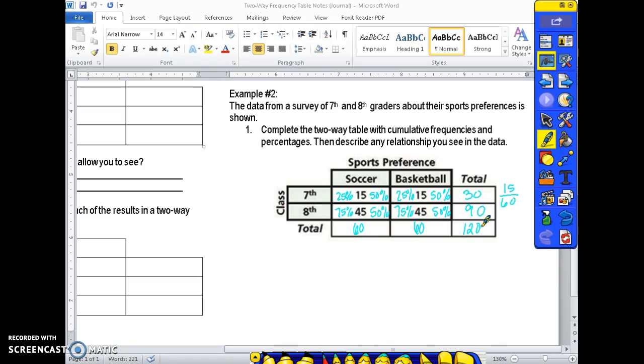Describing the relationship you see. Well, you see that the survey was only given to 30 7th graders, so it makes sense that these numbers are so much lower. It doesn't necessarily mean that the 8th graders like the sports better, it just means that 8th graders were surveyed more than 7th graders. So the survey was given to three times as many 8th graders as 7th graders.